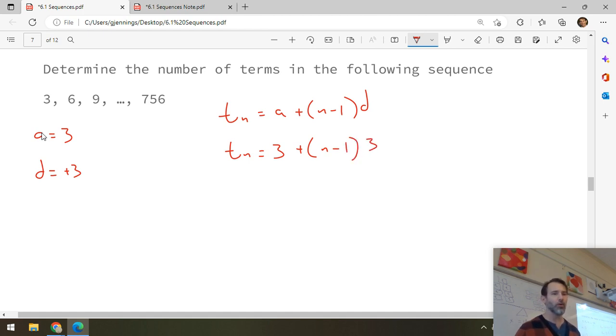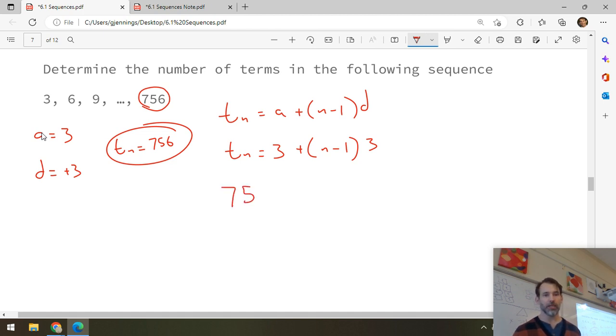I know that Tn is equal to 3 plus n minus 1 times 3. And now, how will I figure out which term that one is? Plug that in for Tn. Yeah. The nth term is 756. So we're going to say Tn equals 756. And we just want to know which number of term that is. So plug it in. 756 is equal to 3 plus n minus 1 times 3.